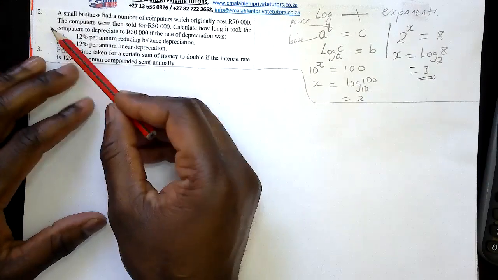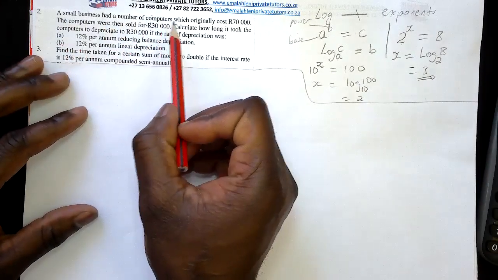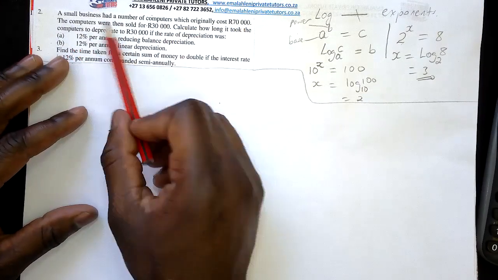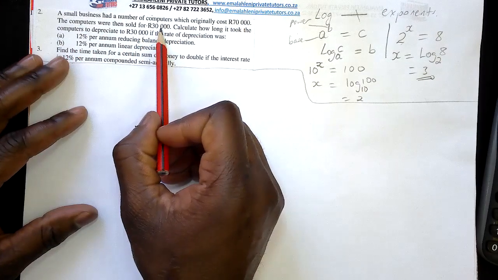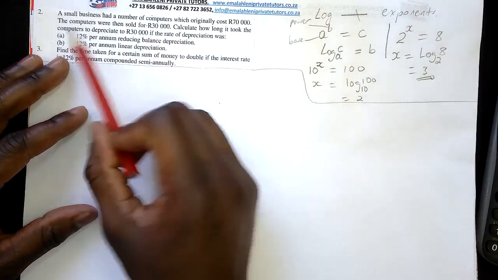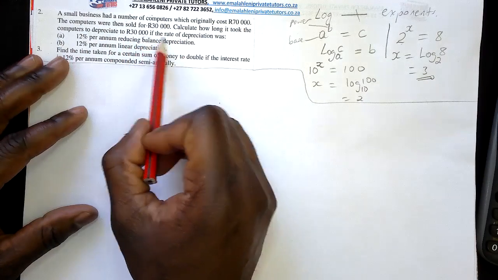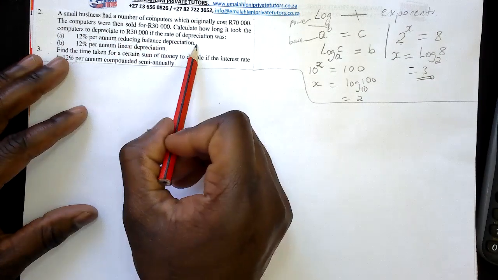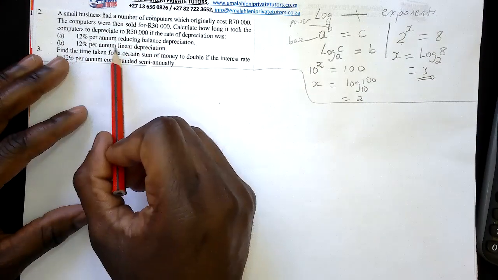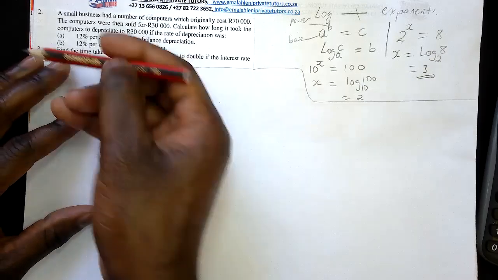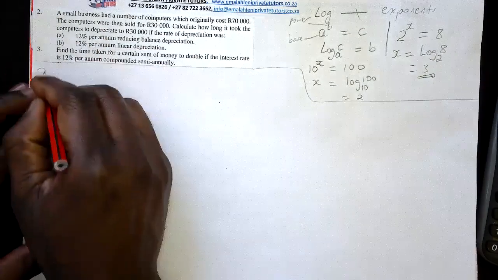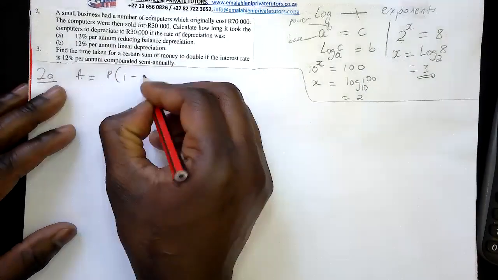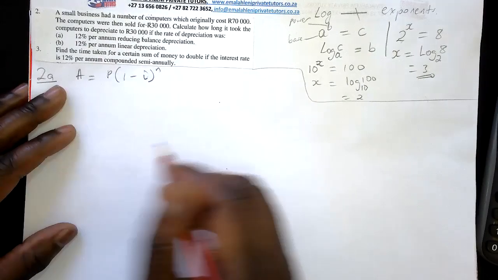Now let's look at the question. The first question: a small business had a number of computers which originally cost 70,000. The computers were then sold for 30,000. Calculate how long it took the computers to depreciate to 30,000 if the rate of depreciation was 12% per annum, reducing balance depreciation. So what we know for reducing balance depreciation is A equals P(1 minus i) to the power of n. So we are looking for n here.